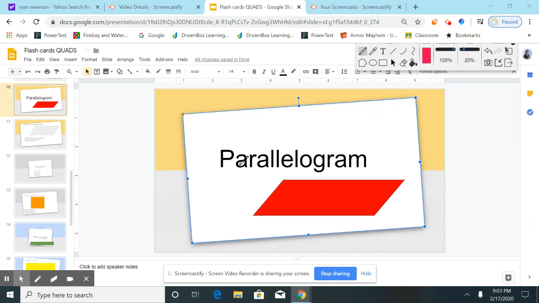So on the front, that's the spelling right there, parallelogram. I abbreviate it P-gram a lot of times. On the bottom, just draw any example of a parallelogram. So I've got one right here. You can copy this one the best you can.